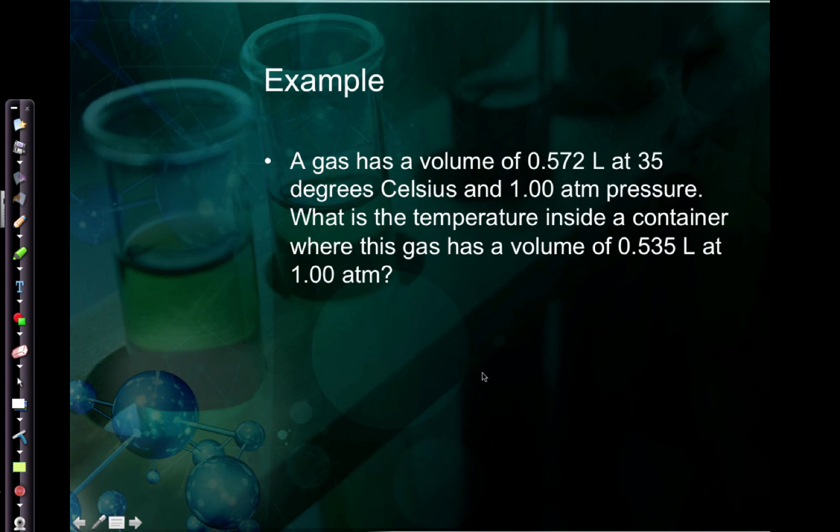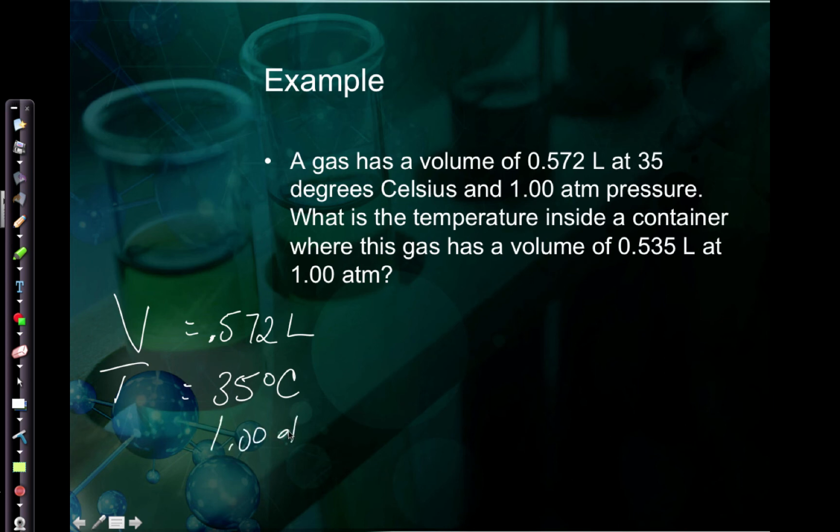All right, a gas has a volume of 0.572 liters at 35 degrees Celsius and 1 atmosphere of pressure. What is the temperature inside the container where this gas has a volume of 0.35 liters at 1 atm? So pull out your variables. It says a gas has a volume of 0.572 at this temperature. So the temperature is 35 degrees Celsius, and it also has a pressure of 1 atm here.